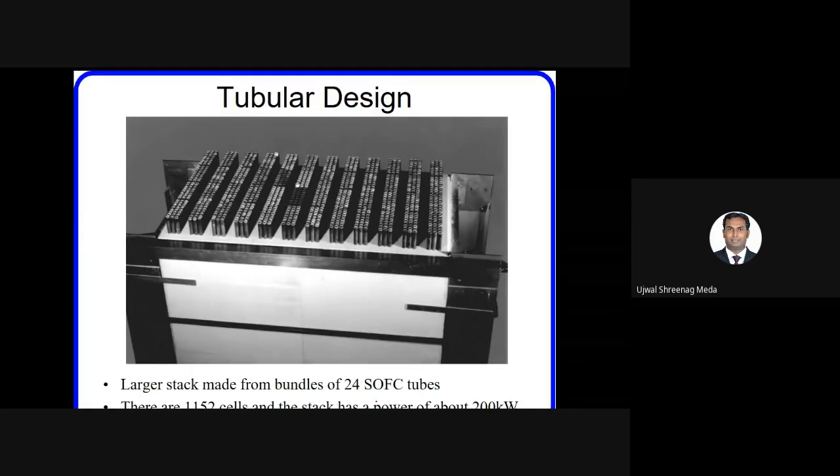So in this case, 24 individual SOFCs are connected together to form a module. Such multiple modules are connected to form a larger stack. So this is one such example where 1152 fuel cells are stacked together, which can generate a power of 200 kilowatt.